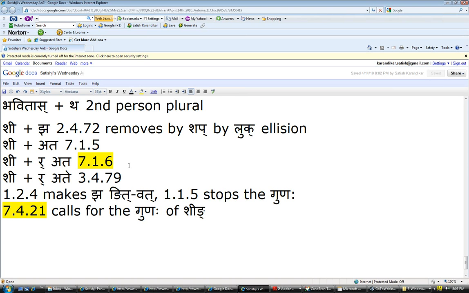Because 716 only comes when the ja becomes at. You're going to make it ras right now. And 7421 only comes sarvadhatuke. The pratyaya tas is pratyaya ardhadhatukam, so we don't need them. Okay, so that's why they don't apply to us right now.